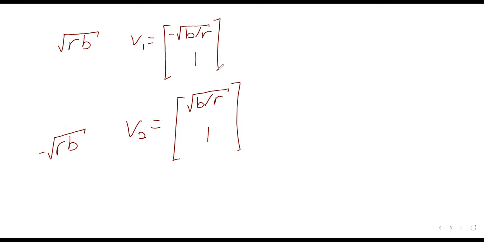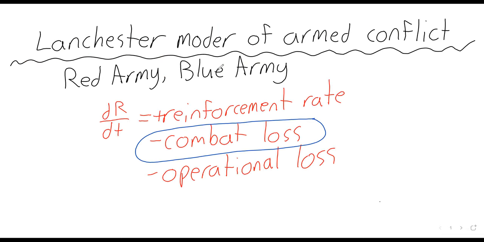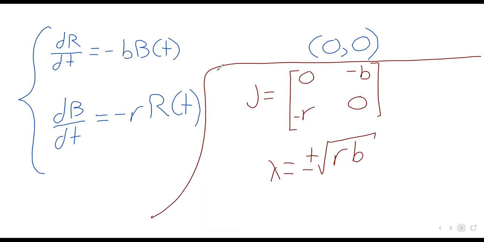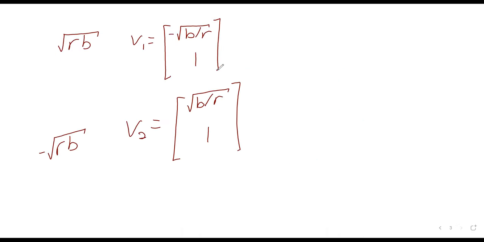And this basically tells the story. I mean, you can probably guess what this model is predicting. If we're not looking at any kind of reinforcements, and people are constantly being eliminated via these differential equations, then eventually one of the armies will wipe out the other army. That's our prediction. And that is exactly what these eigenvalues and eigenvectors are telling us.